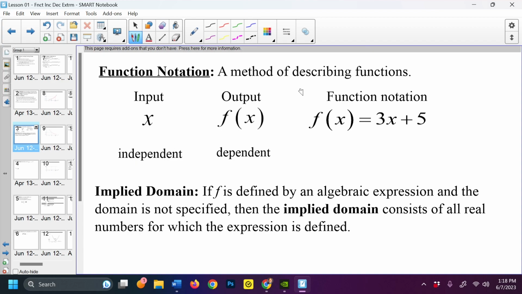Implied domain. If f is defined by an algebraic expression and the domain is not specified, then the implied domain consists of all real numbers for which the expression is defined. For instance, in this expression 3x plus 5, since all real numbers produce a defined output value, the domain of this particular linear function is all real numbers. Now, if you had a square root function, then the implied domain would be all values of x that do not cause the square root of a negative number.